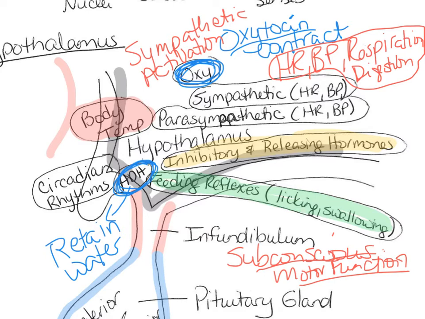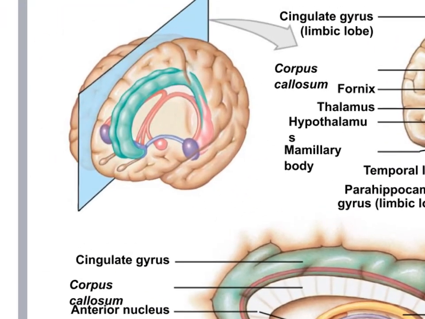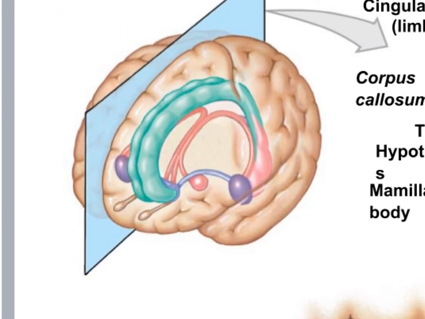The next area of the brain we call the limbic system. So when we look at the limbic system from the front, all this colored area in here, this whole thing, is the limbic system.